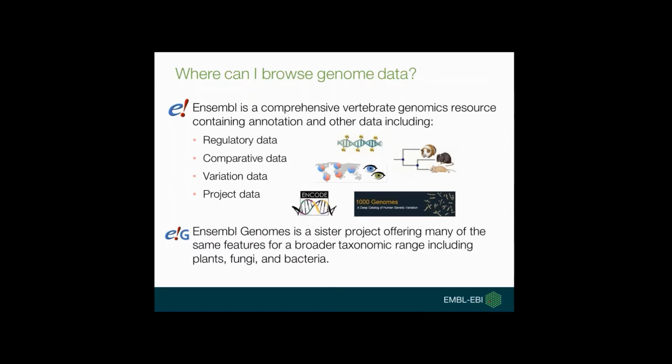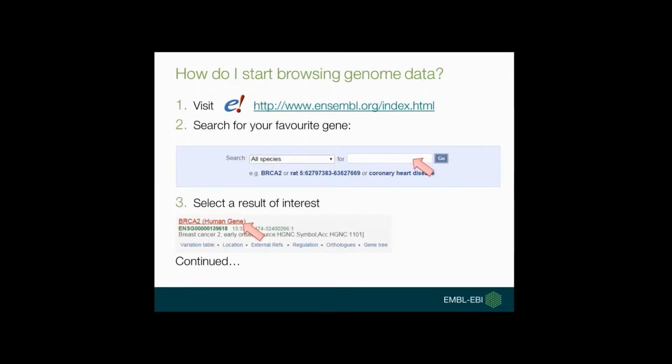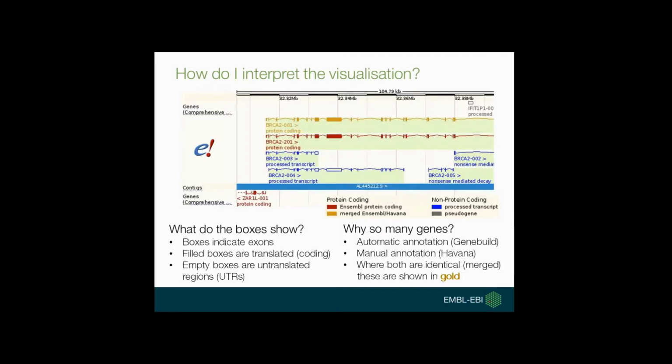Ensembl Genomes is also a sister project where we provide very similar features for a much broader range of species, so those from protists, plants, fungi, bacteria and so on. How do you start browsing Ensembl genome data? Visit the URL at the top, or as Sarah mentioned in our webinar last month, you can go to the EBI main page and then navigate to Ensembl from there. Then you can search for your favorite gene. You can select a result of interest, and you'll get a visualization that looks something a bit like this.